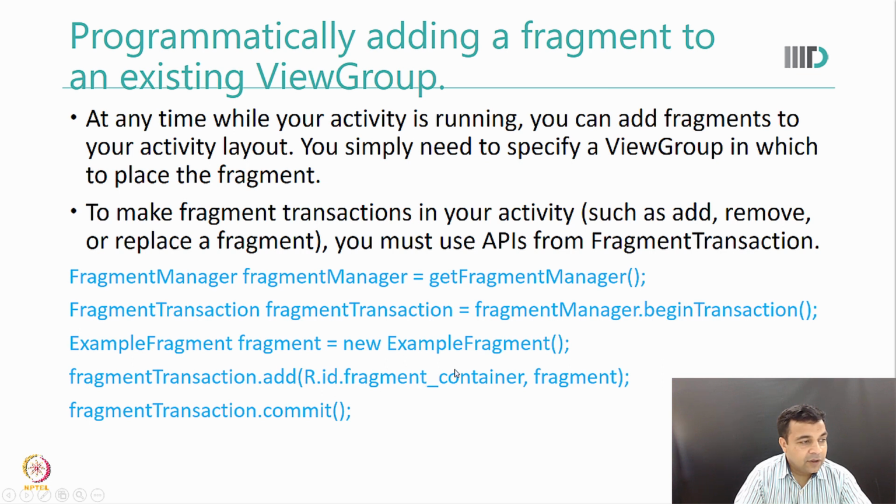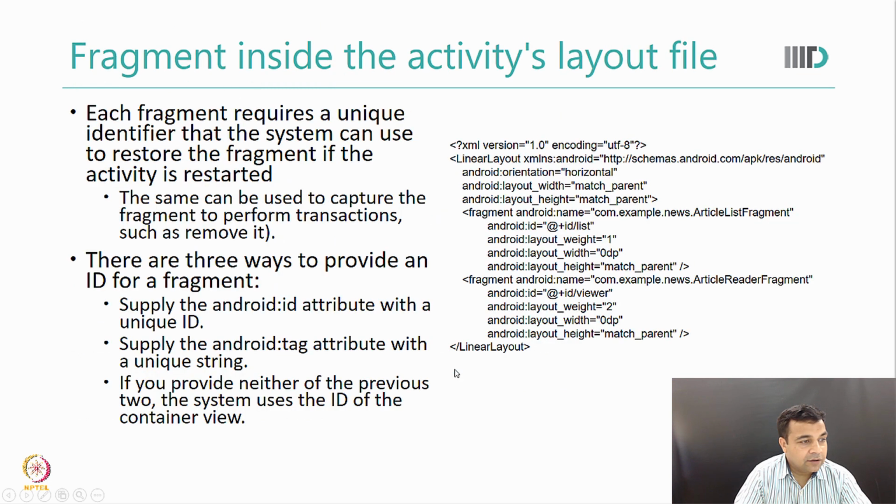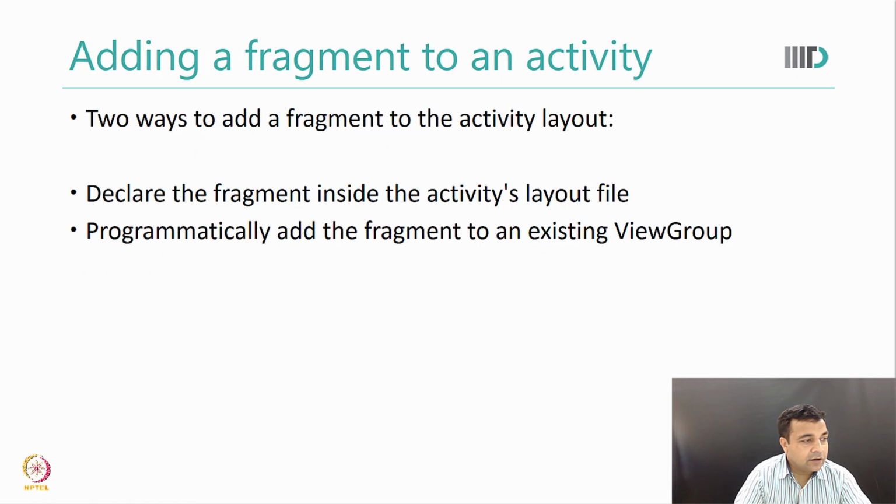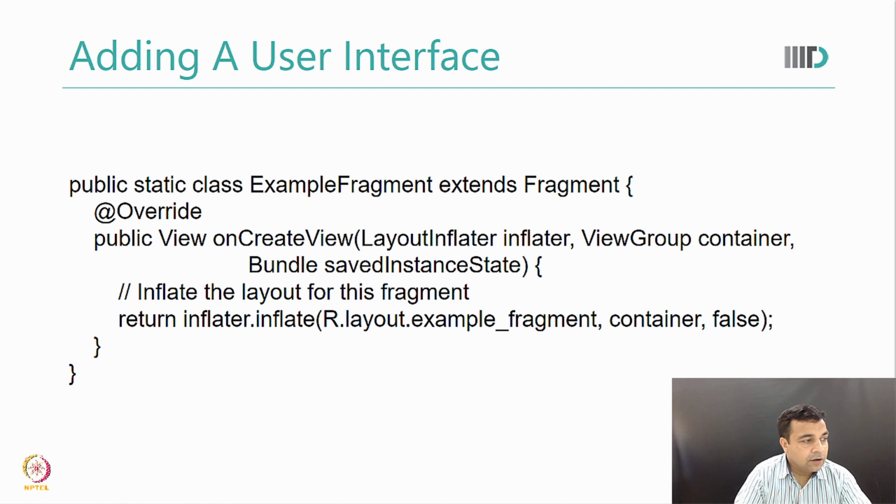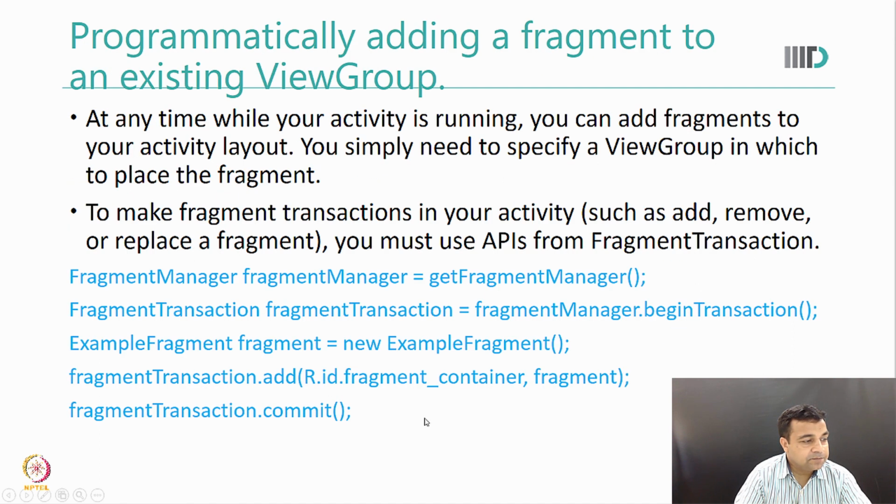So this is the view group, R.id.fragment_container. If we go back, then we will find this container in this layout. So this is the value that will be supplied. This is the container of the activity, the view group in which we are adding our own fragment. And once we have done it, we do a commit.